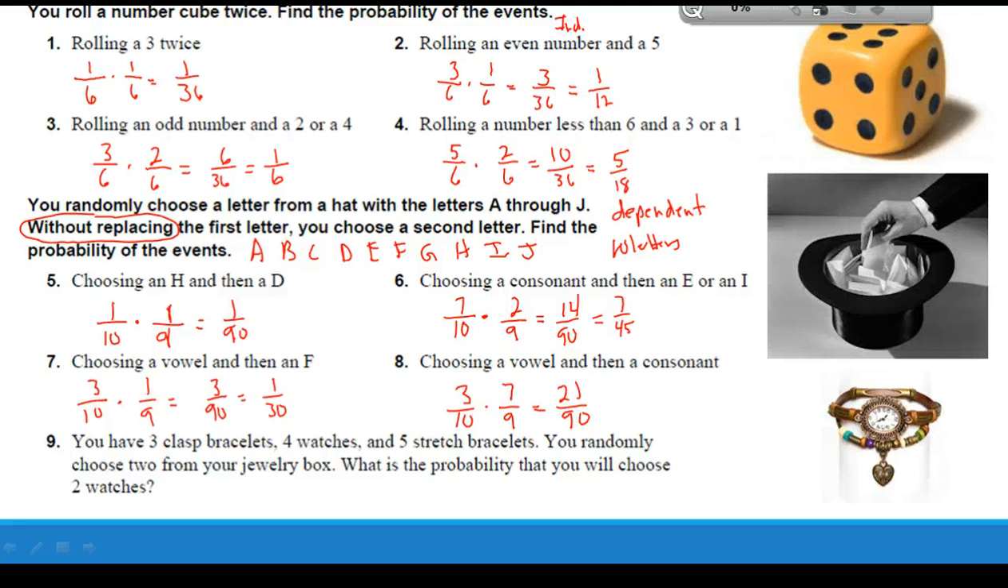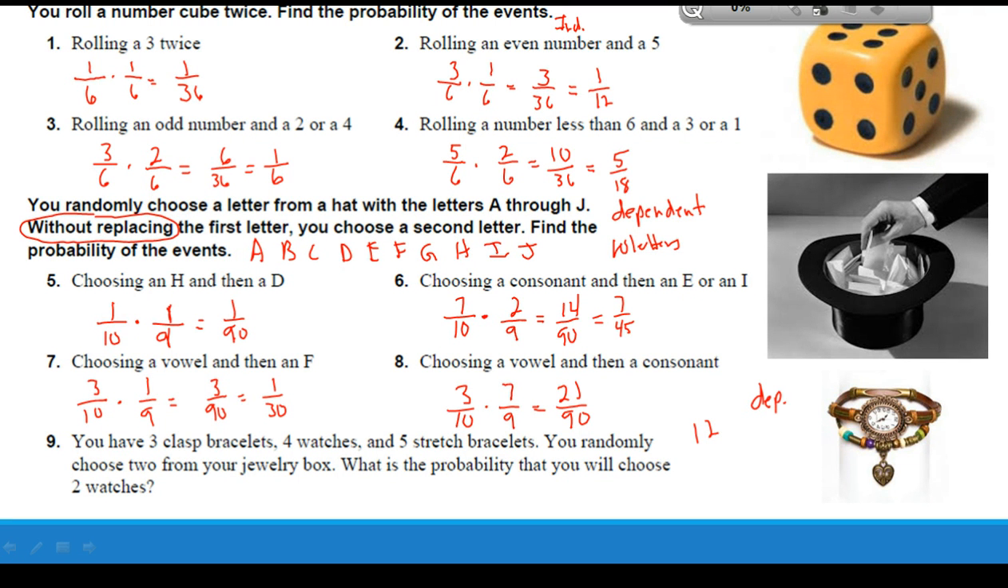Number 9, you have 3 clasp bracelets, 4 watches, and 5 stretch bracelets in a jewelry box. How many pieces of jewelry are in my jewelry box? Well, 3 plus 4 is 7, plus 5 is 12. So I have 12 pieces of jewelry in my box. I'm randomly choosing 2 and not replacing them. I'm going to wear both of them. So this would be a dependent event.